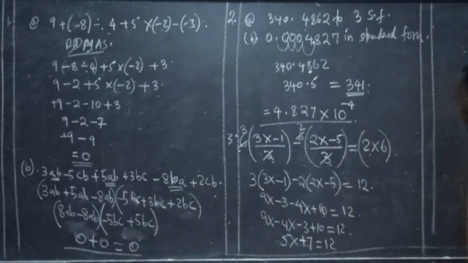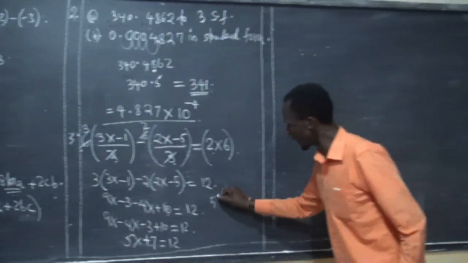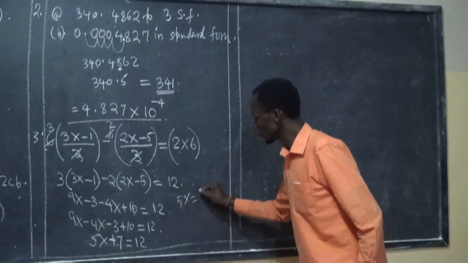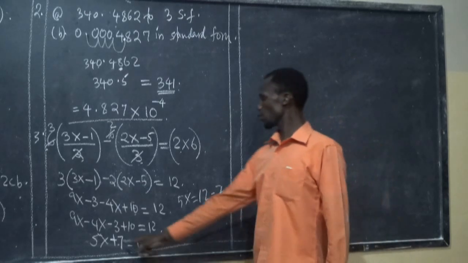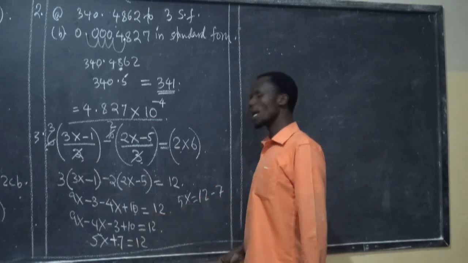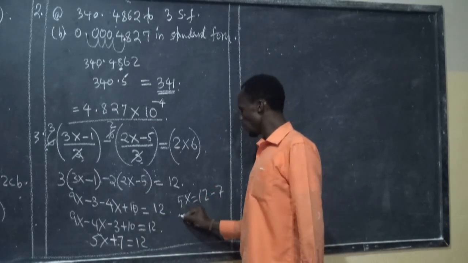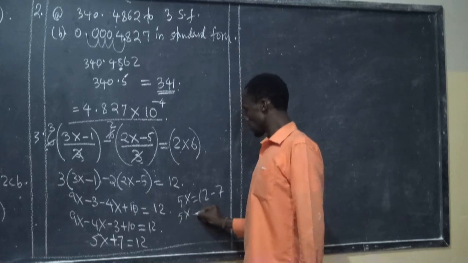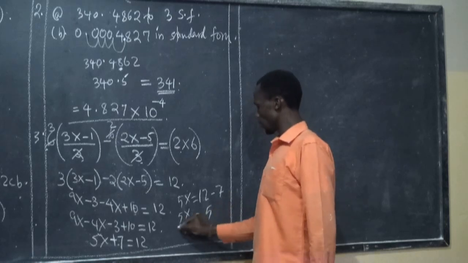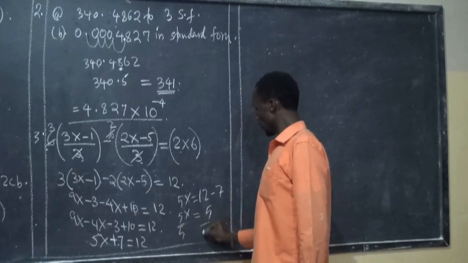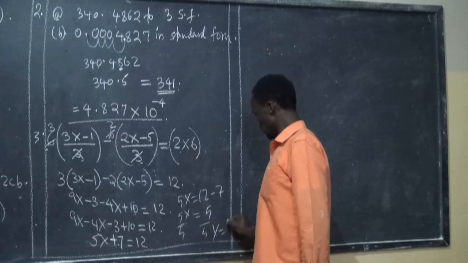Then we have this one. Therefore, we have 5x is equal now to 12 minus 7. Why minus? This was positive. Now when it is taken to the other side, it becomes what? Negative. Now you have 5x is equal now 12 minus 7, which is equal to what? 5. Now you divide by 5, you divide by 5. Now x is equal to 1.